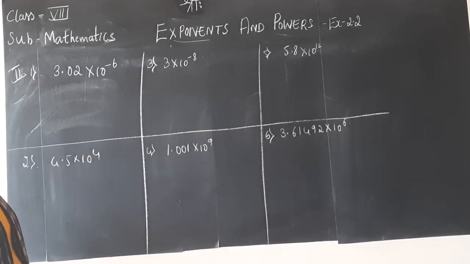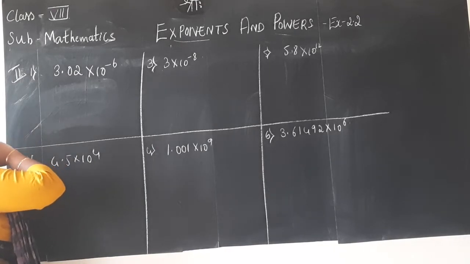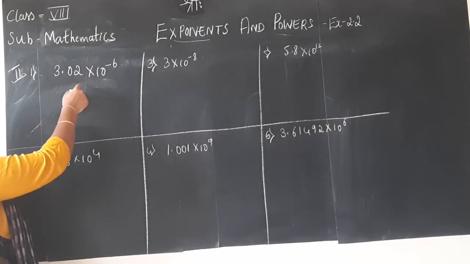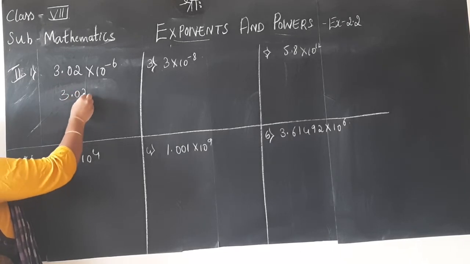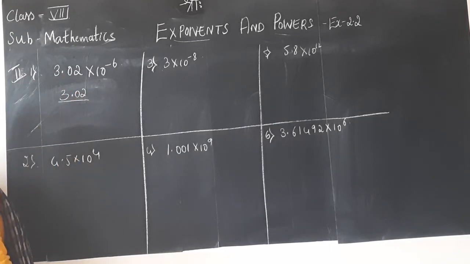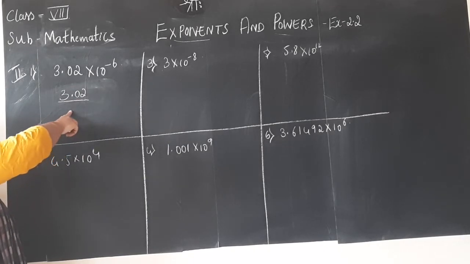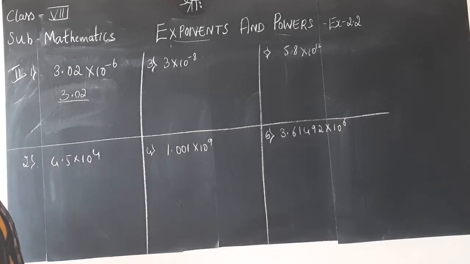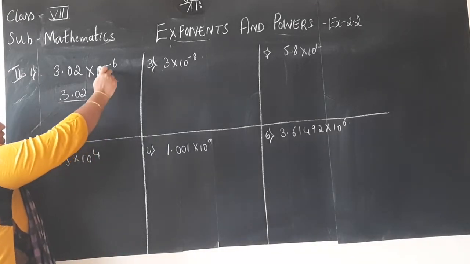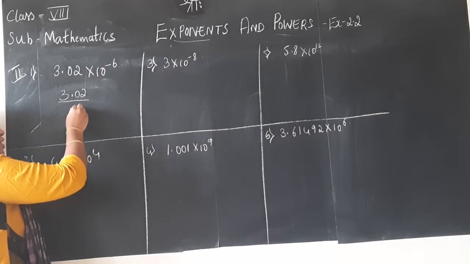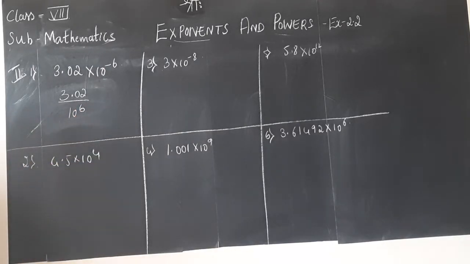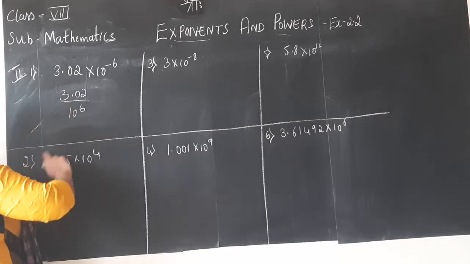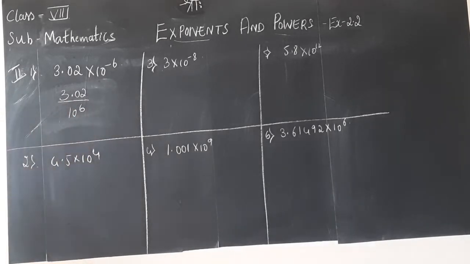You will have to write in the decimal form from the standard form. For that, whatever the given number is, write it as it is, like 3.02. In the previous case, what we used to do is send the negative exponent to the numerator and make it a positive exponent. But here, if you send the negative exponent to the denominator, it will become a positive exponent. So 3.02 as it is in the numerator, and 10 power minus 6 when you take to the denominator becomes 10 to the power plus 6.